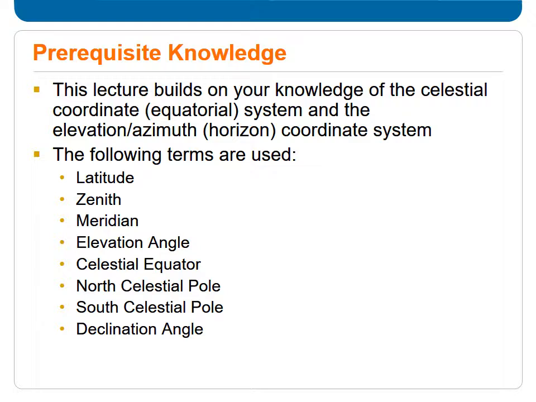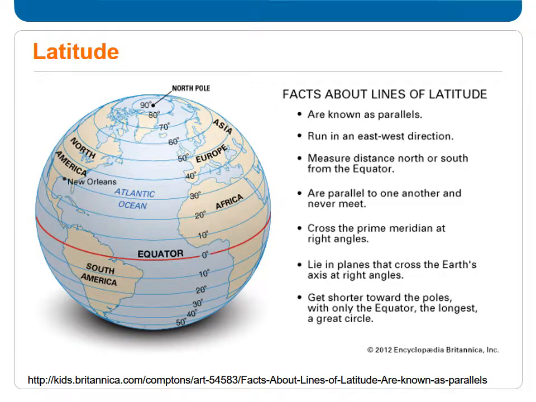The celestial coordinate system has right ascension and declination. These are called the equatorial coordinates. The elevation and horizon azimuth are part of the horizon system. The following terms are used: latitude, zenith, meridian, elevation angle, celestial equator, north celestial pole, south celestial pole, and declination angle. As a quick review, I'll explain the lines of latitude on the globe.